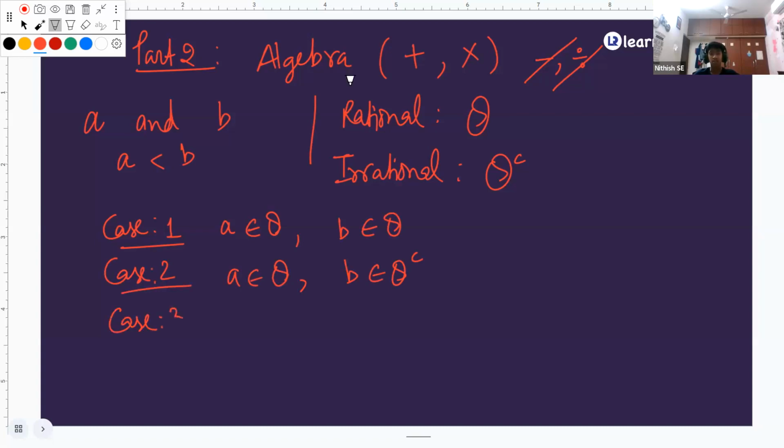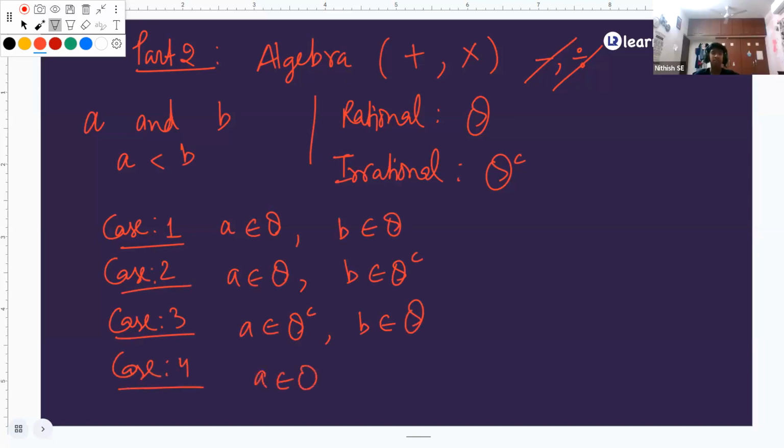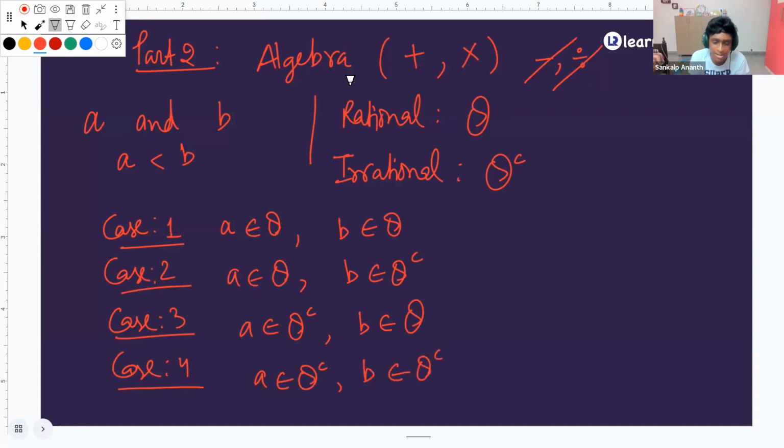You forgot the Q C on top in case 2, the first one. Oh yeah, I forgot. Case 4: A is in Q C, B is in Q C. Are all cases covered now? Yes, sir. Everything is correct, sir.